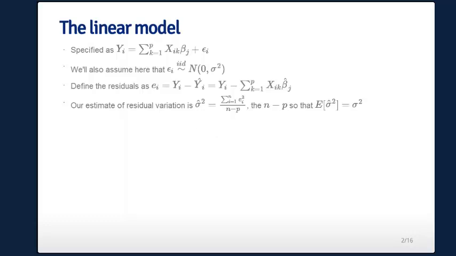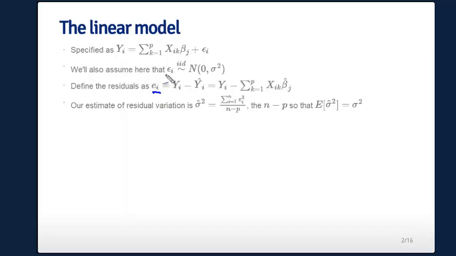Okay, so just to remind ourselves of some notation, we specify the linear model this way as the sum of a bunch of linear effects from the covariates multiplied times the parameters. As we've seen here, we're going to assume that the errors are IID normal 0, sigma squared, and then we define the residuals as we did before.